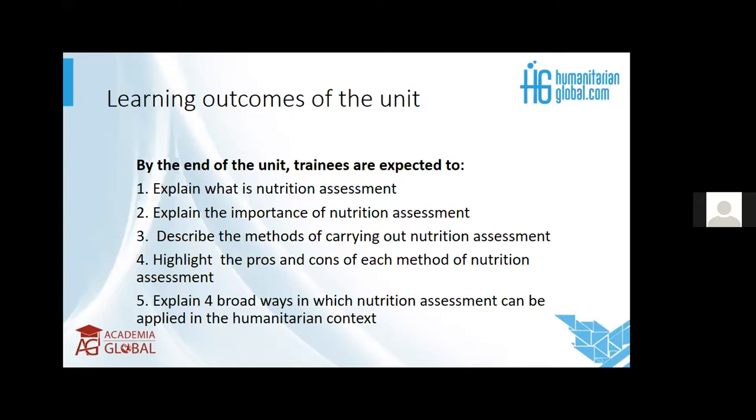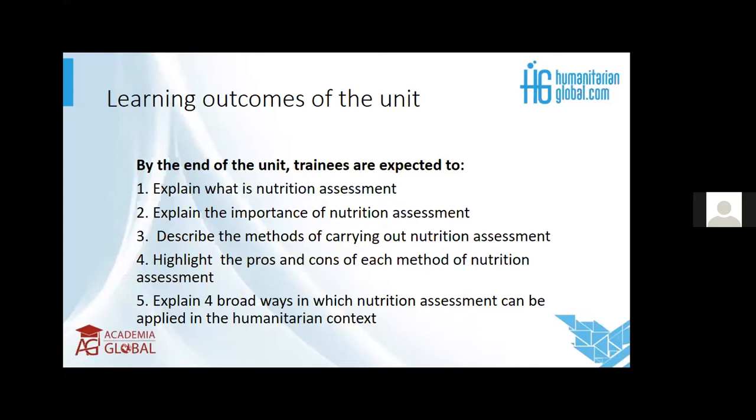In today's session, we will focus on nutrition assessment, and we are hoping to have some learning outcomes. We want to know how to assess nutrition, and the importance of nutrition assessment. Why do we do it? And what are the methods that we use in carrying out nutrition assessment? For every method, we are going to explore the advantages and the disadvantages. That is the broad methods, not specific methods.